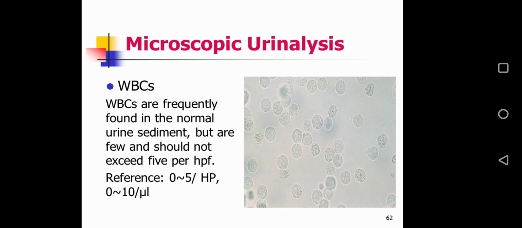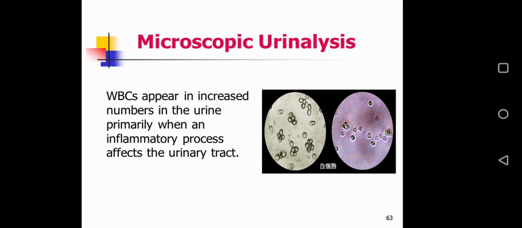WBCs are frequently found in the normal urine sediment, but are few and do not exceed 5 per high power field. WBCs appear in increased numbers in the urine when an inflammatory process affects the urinary tract. Pyuria is a common finding in cystitis, urethritis, and pyelonephritis. The white cells are predominantly PMNs, but studies have shown that lymphocytes and monocytes may also be present.